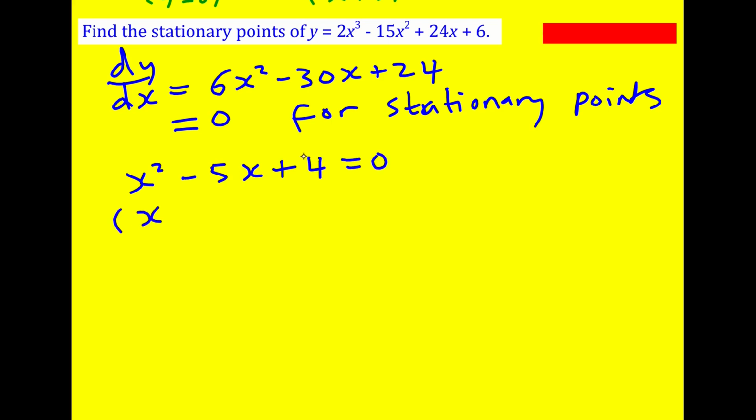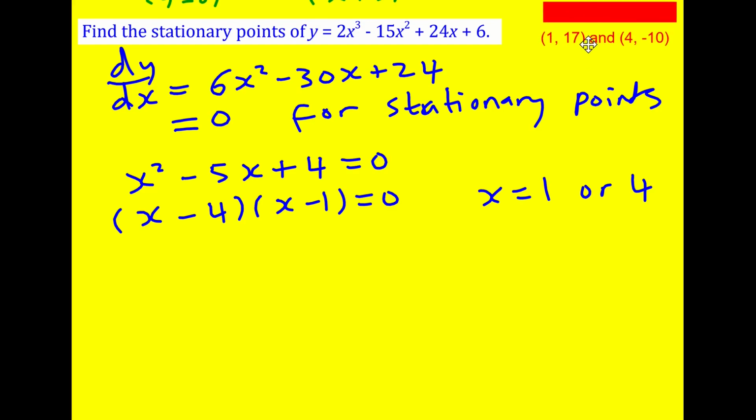And then they're both going to have to be negative, because I've got a positive here but a negative here. It's going to be x minus 4, x minus 1, x equals 1 or 4. And at that point, you substitute it back in again, and this is what you get. I'm not even going to talk about this bit. You get 1, 17 and 4, minus 10. Those are your stationary points.